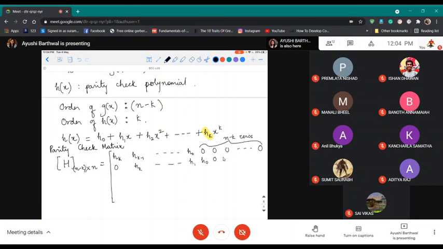hk, h1, h0, and then again n minus k minus 1 zeros, and the next 0 will come in as the first element of the second row. Similarly, third, fourth, and fifth, and you have to repeat it up to the point till you reach the n minus kth row, and the elements would be: you have to start with hk minus 1, and the last element would be h0. So this is how you'll be writing a parity check matrix.